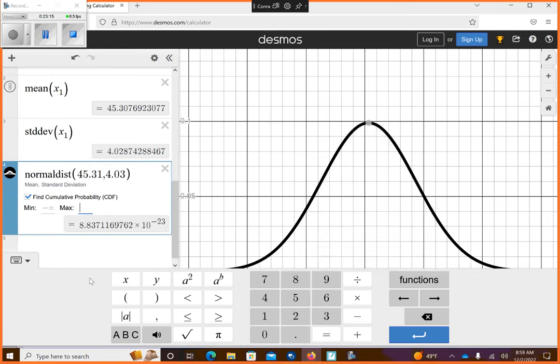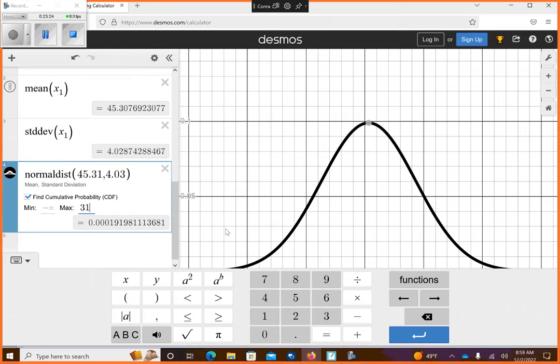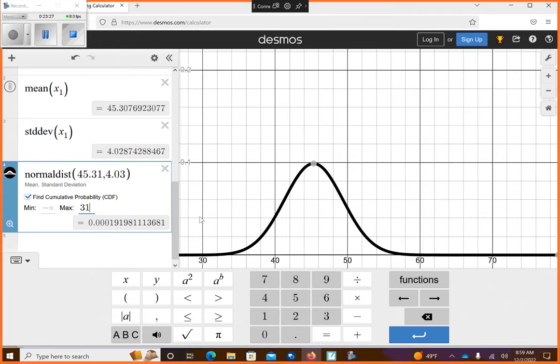So let's say you have kind of a cruddy game, and there's only 31 shots on goal. So what's the probability that you shoot only 31 times, where the goalie of the team that you're playing against has to grab that puck? You're talking about 0.019% of the time. Okay?